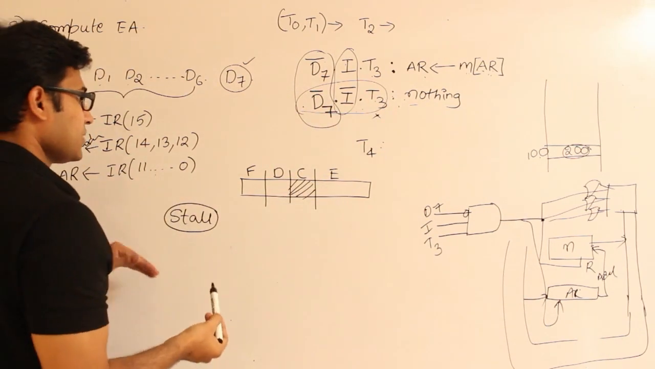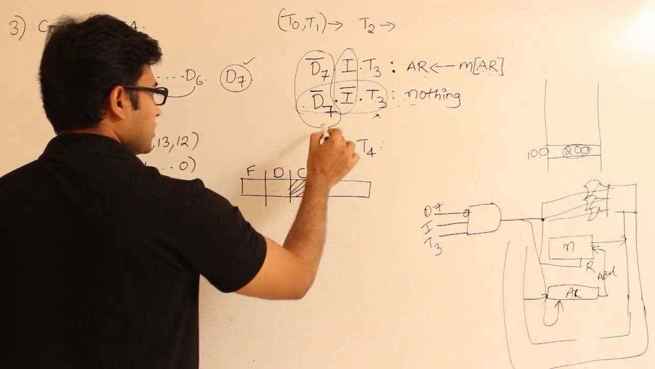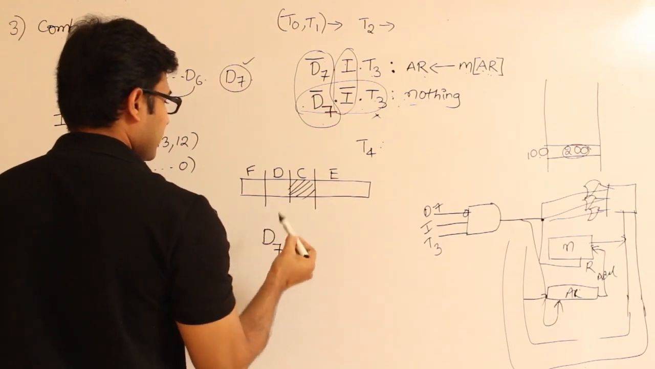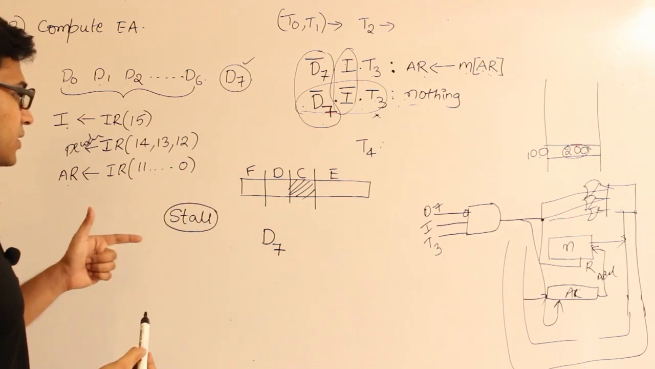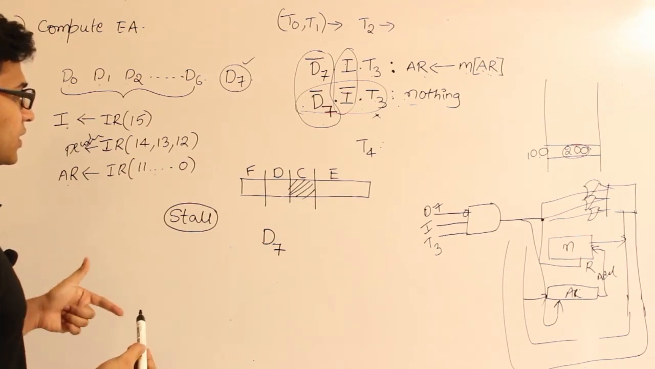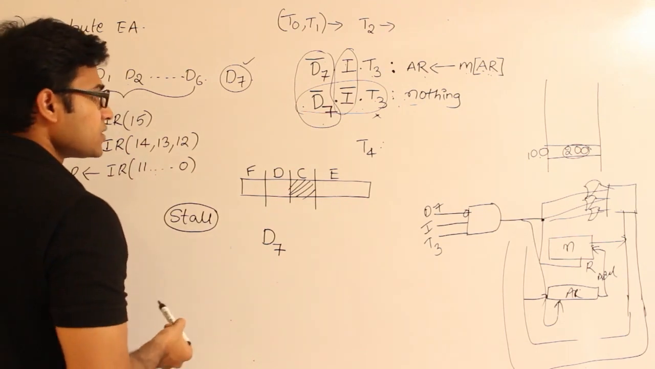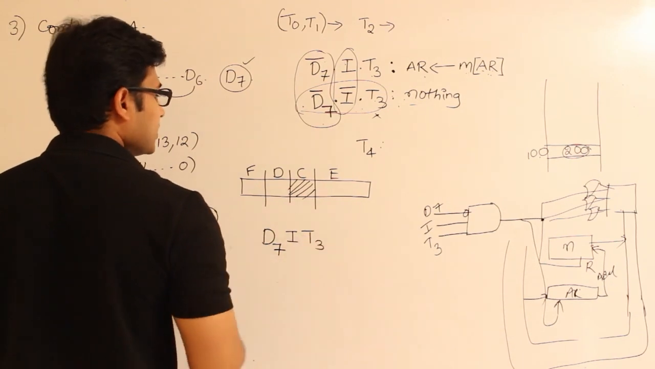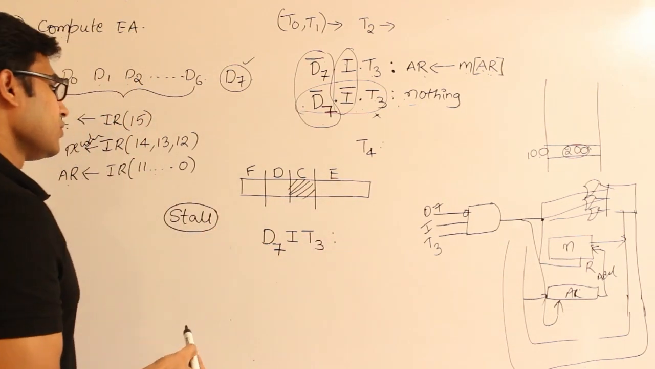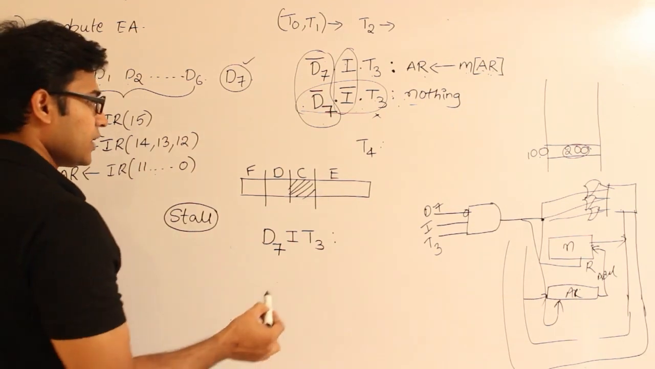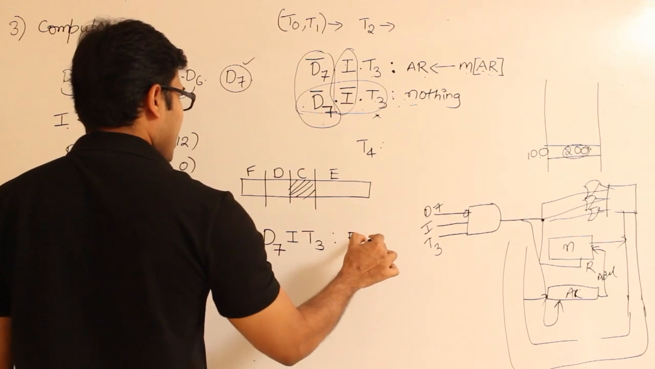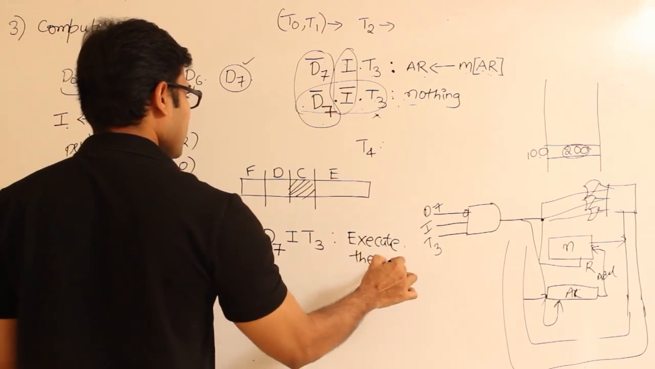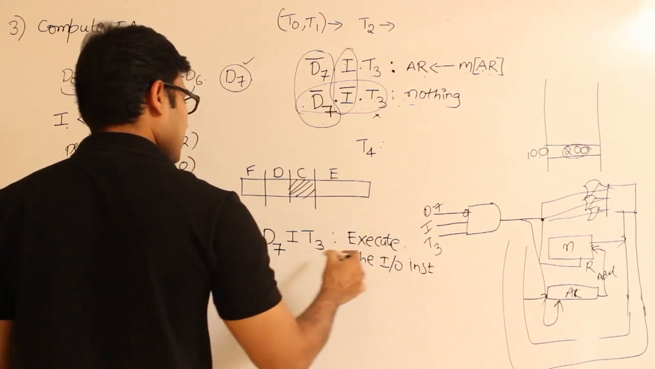Now for the next type of instructions, what if D7 is 1? These are two types of instructions we have seen, and the next type is, what if D7 is 1? What does it mean? Either it is a register reference instruction or an IO related instruction. How can we distinguish them? Depending on I. If I is 1 and if the cycle is T3, then we know that this one is related to IO. So we can start execution. Here I am not going to wait, I am directly starting execution. We shall see later how to execute the IO instruction.